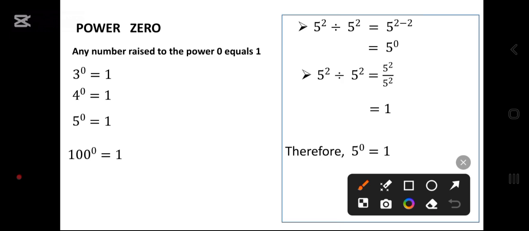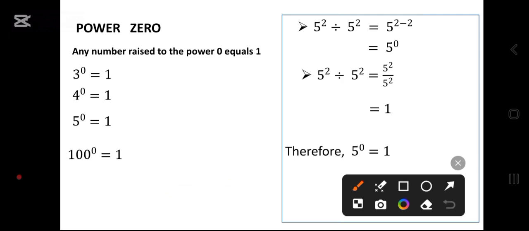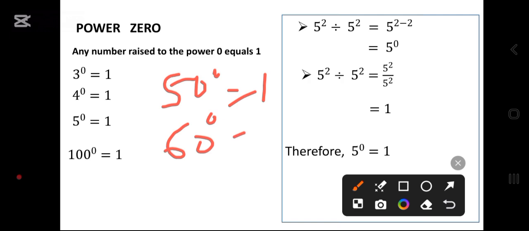3 raised to power 0 is 1. 4 raised to power 0 is 1. 5 raised to power 0 is 1. 100 raised to power 0 is 1. 1000 raised to power 0 is 1. This law says that any number raised to power 0 is 1. 50 raised to power 0 is 1. 60 raised to power 0 is 1. Any number raised to power 0 is always 1.